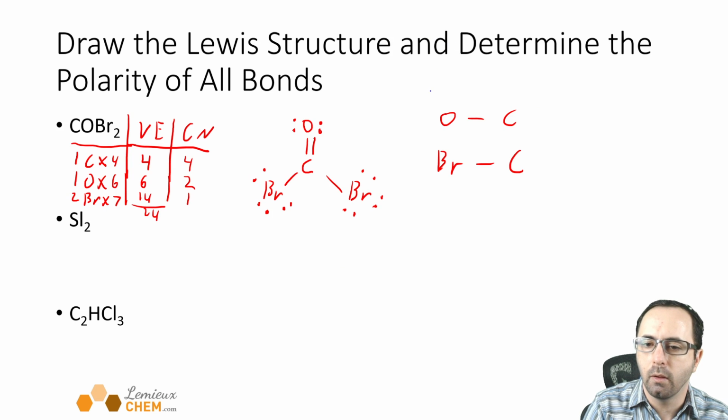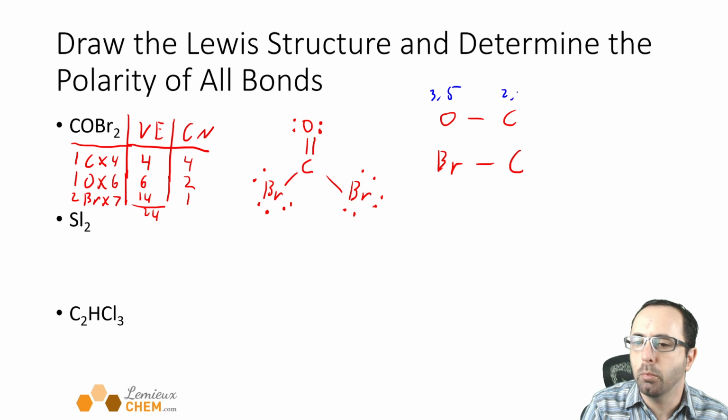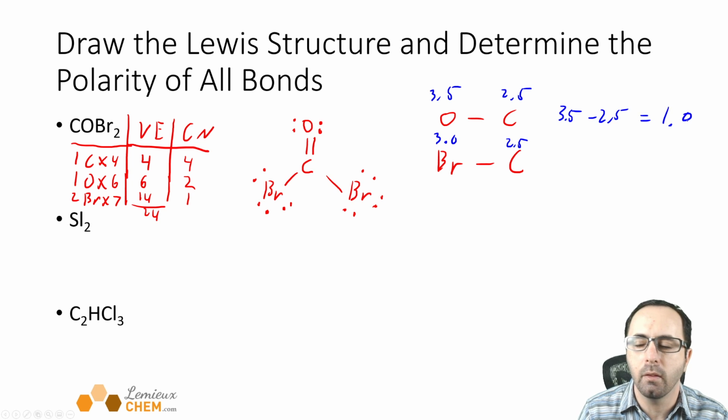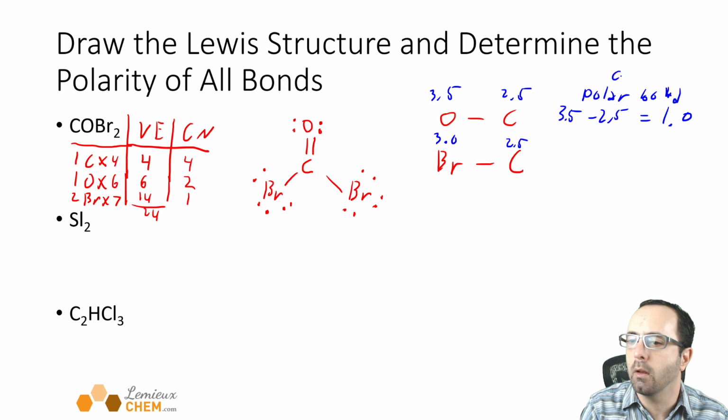Oxygen was 3.5, carbon was 2.5, and bromine was 3.0. So the electronegativity difference here is 3.5 minus 2.5, which is 1.0. This is a polar bond, the oxygen-carbon bond. And then for this one, it's 3.0 minus 2.5 for bromine and carbon. That is 0.5. So the bromine-carbon bond is also a polar bond.